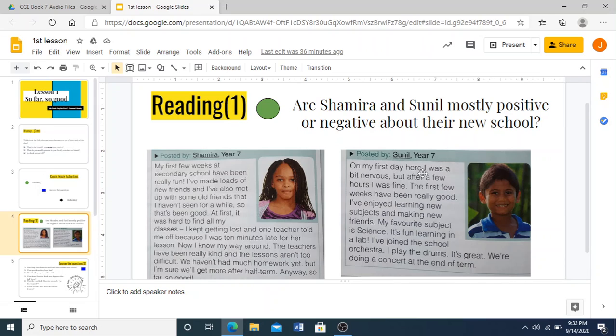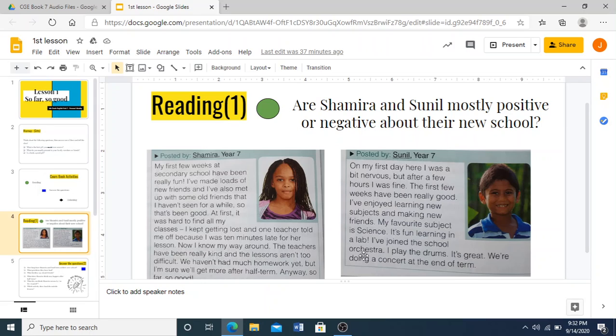On my first day here, I was a bit nervous, but after a few hours, I was fine. The first few weeks have been really good. I've enjoyed learning new subjects and making new friends. My favorite subject is science. It's fun learning in a lab.